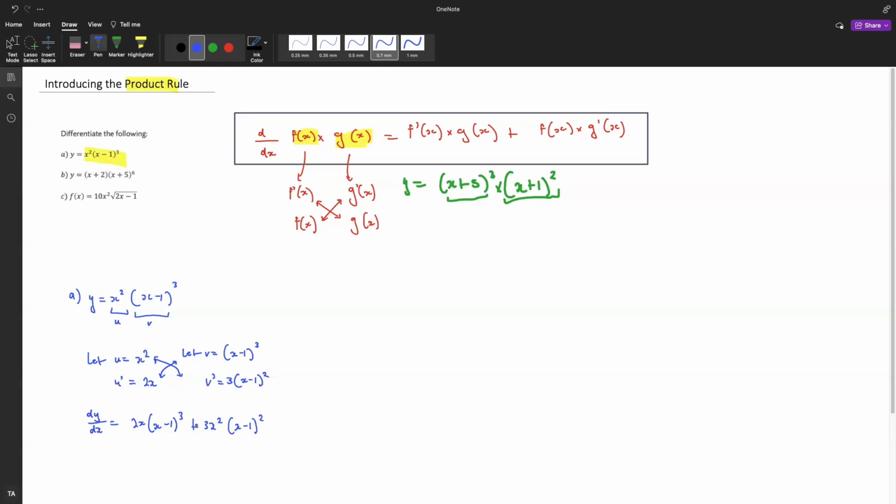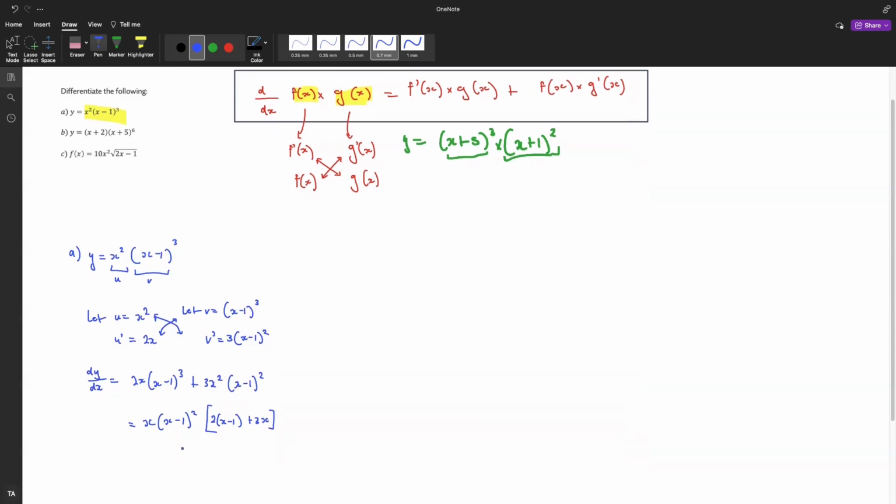Okay, now we can simplify this a little bit. We've got x minus 1 squared common, and we've got x common there as well. So we can take that out. So we can do x and x minus 1 squared. And what have we got left over? We've got 2 times x minus 1 plus 3x.